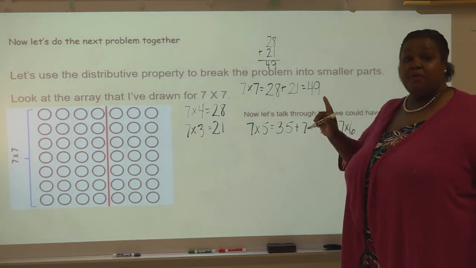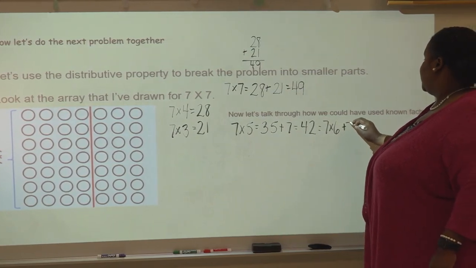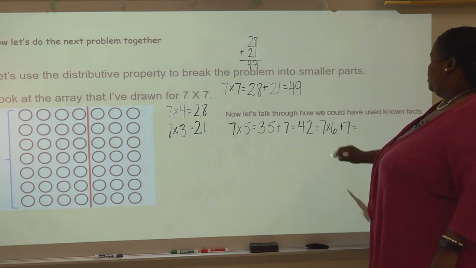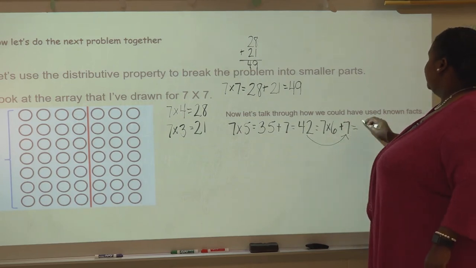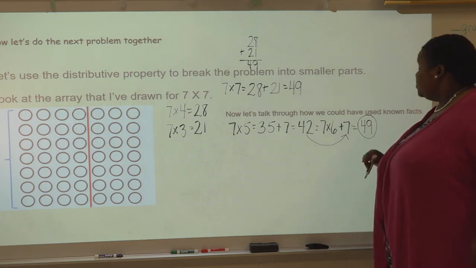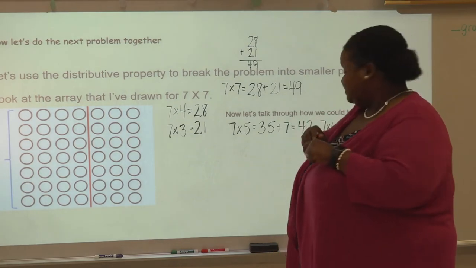I need 1 more 7. I need to add 1 more 7. 7 times 6 was 42 plus 1 more 7. And I hope you're saying 49. I used a known fact and then built on it to get to 49.